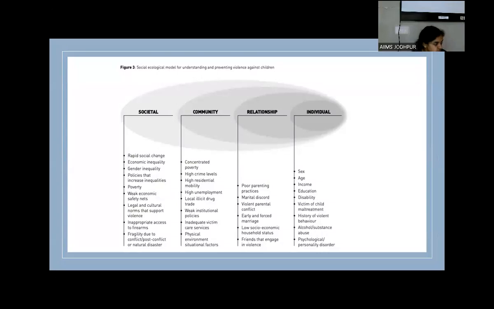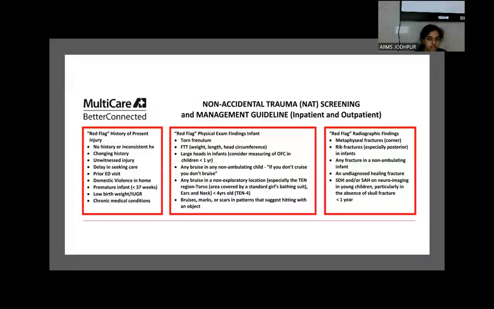The parenting practices should be changed, and the domestic environment the child is raised in should be healthy, and early and forced marriages should not be there, and the socioeconomic status should be improved, as well as the peers among which the child is there. The peers strengthening should also be there, as well as the victims of child maltreatment should get access to proper management, and any history of violent behavior, abuse, or any psychological disorder should be taken care of in these children. This is an algorithm that has been provided for screening and management guidelines in any child that is a suspected case of abuse.